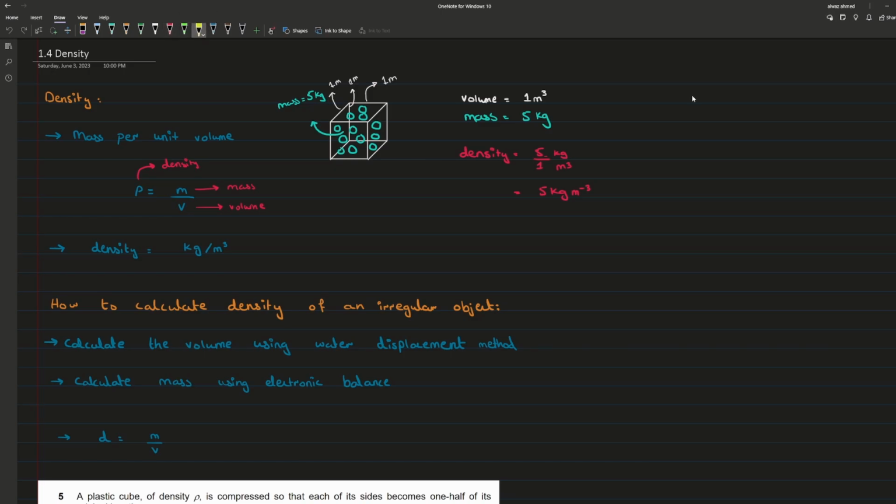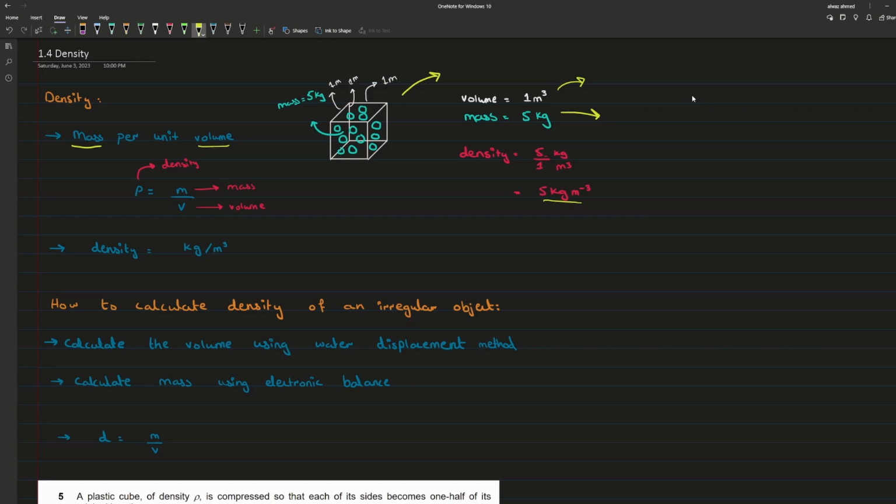The definition of density is mass per unit volume. This means that density is basically the amount of mass that we have in a particular volume. For example, here I've got a cube which has three sides: length, width and height of 1 meter, 1 meter and 1 meter. So the volume of this cube is 1 meter cube. Now this cube has a mass of 5 kg, as we can see here. So the density of this cube is mass divided by its volume. So 5 kg divided by 1 meter cube gives us 5 kg per meter cube.